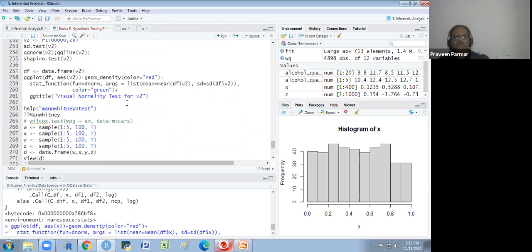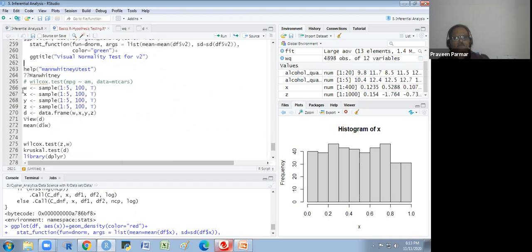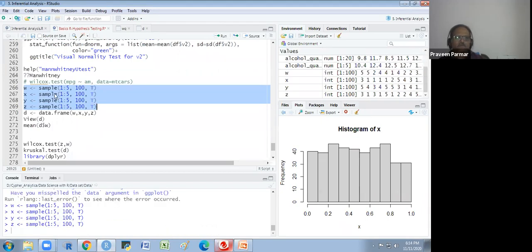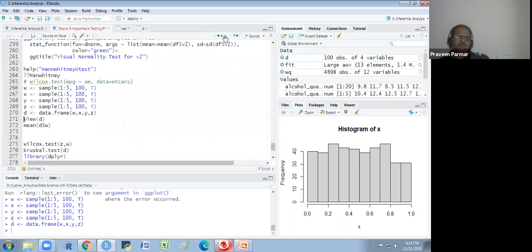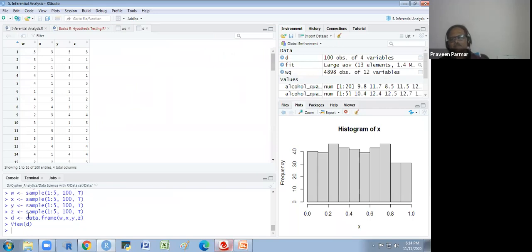Now we see some non-parametric tests. Chi-square we have seen, that is both non-parametric and parametric. Now we use the Wilcox test. I'm making one data frame, and in this data frame I am using sample 1 to 5, 500 times, and the replacement is true. I merge all these vectors W, X, Y, Z in this data frame, and then I will show you this data frame. This is my data frame.